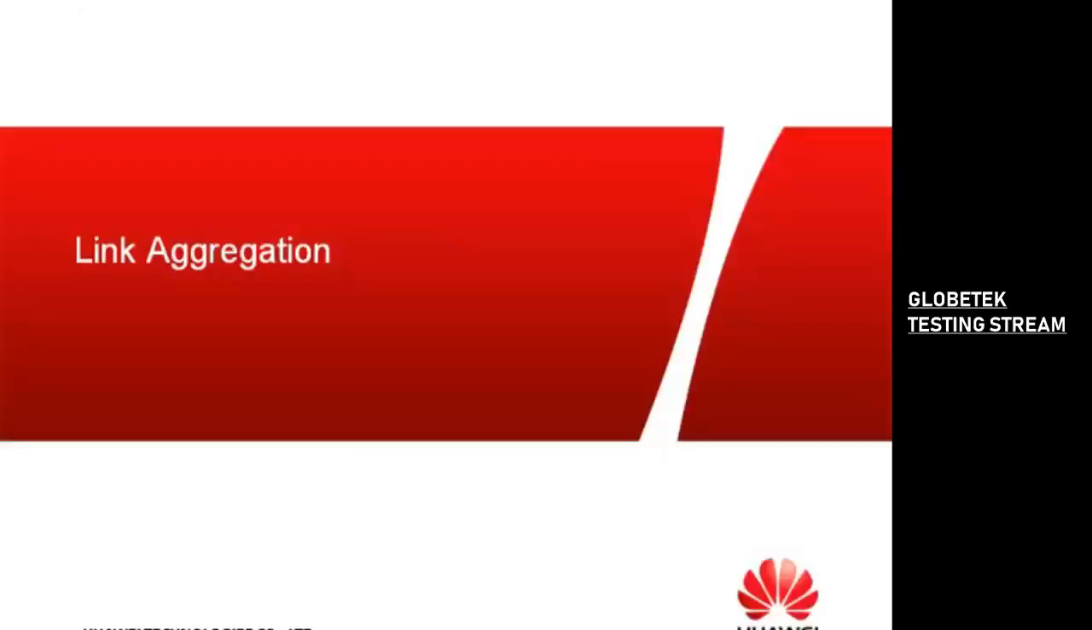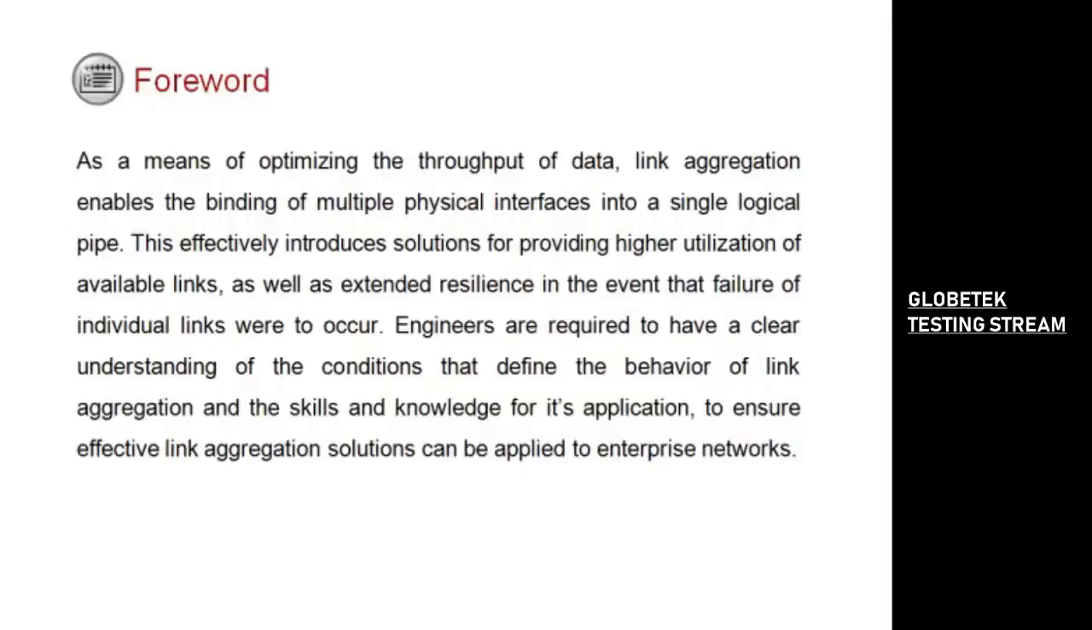This section looks at link aggregation that acts as a mechanism for better utilization of redundant links. So as a means of optimizing the throughput of data, link aggregation enables the binding of multiple physical interfaces into a single logical pipe. This effectively introduces solutions for providing higher utilization of available links, as well as extended resilience in the event that failure of individual links were to occur.